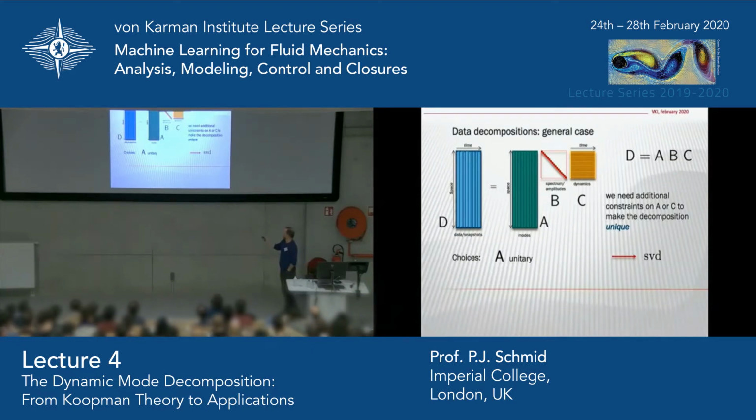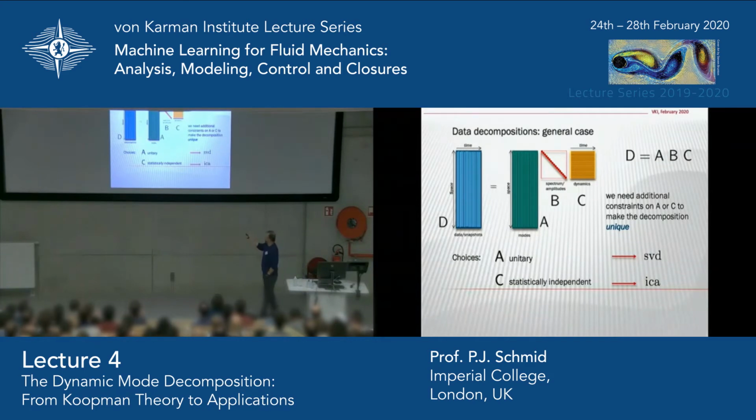Okay, so this is the SVD. If I make this choice, of course, there's many other choices that I can make. I can also say, I don't care what A is, I put my constraint on C. This is the dynamics, the temporal dynamics. And I want each timeline, each row in here, to be statistically independent of any other row. Then I do independent component analysis. That's another way of breaking it apart. It's totally up to you.